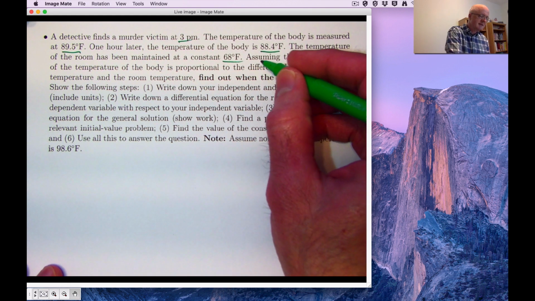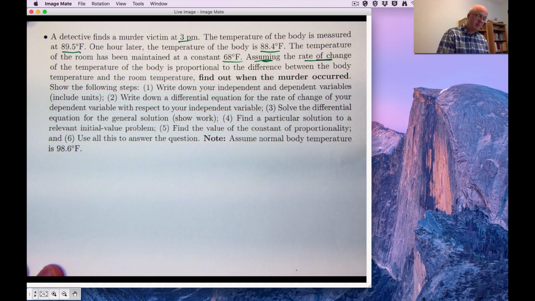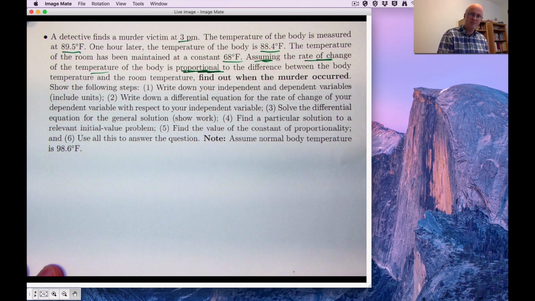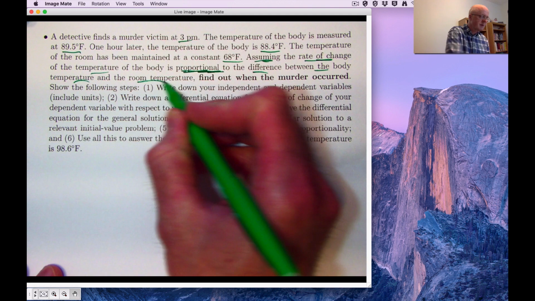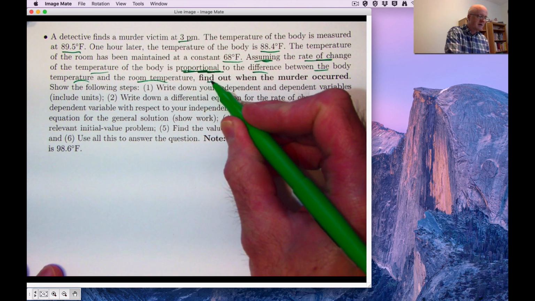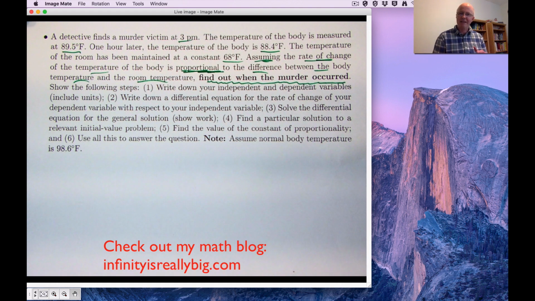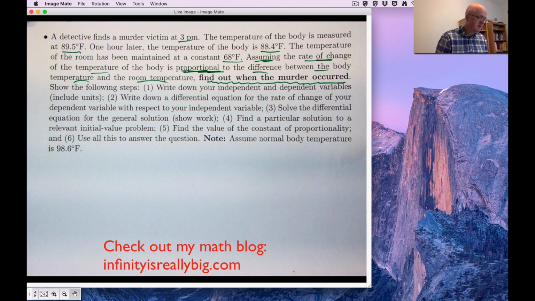Here's the key sentence: assuming that the rate of change of the temperature of the body is proportional to, a constant multiple of, the difference between the body temperature and the room temperature. The goal here is to find out when the murder occurred. Okay, so this is a basic problem involving Newton's law of cooling, which is described verbally in what I've just underlined. We want to show work with the following steps.